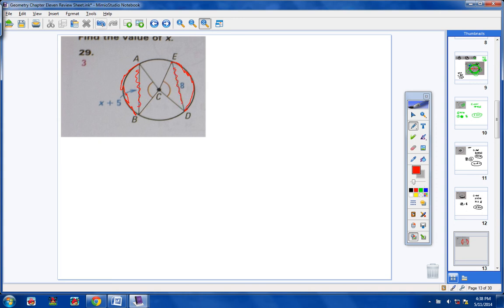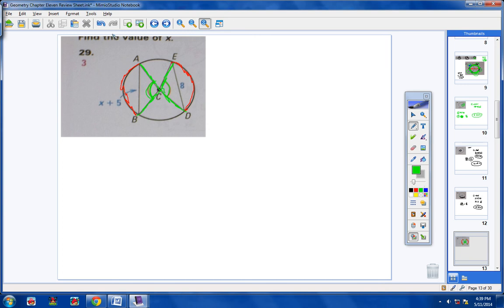So how do I know that arc AB is congruent to arc ED? Well, here's how I know. Notice the central angle that makes arc AB. There's the central angle right there. And then notice the central angle that makes arc ED. It's the central angle here. And notice something about these two central angles. They're congruent angles. We have one mark here and one mark here.